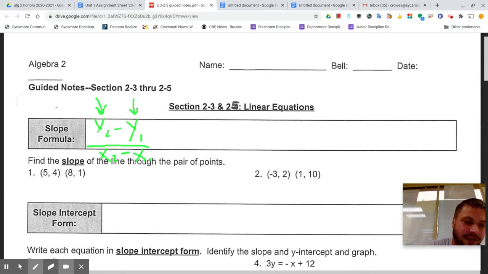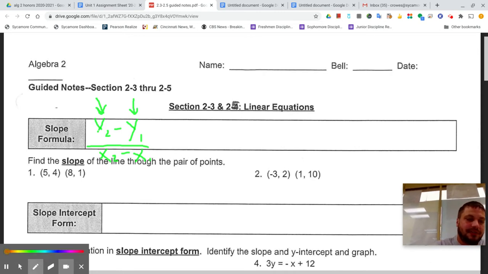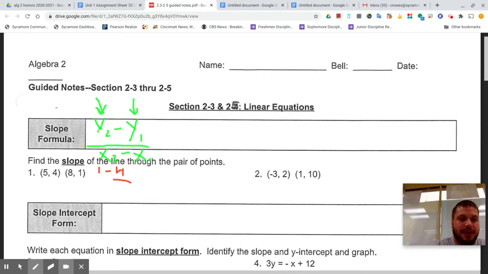Okay. So if I was finding the slope between these 2 points, I would take y2, 1, minus y1, 4, over x2, 8, minus x1, 5. So what I've got is negative 3 over 3, which is, of course, a slope of negative 1. Negative 1, that'd be down 1, right 1, down 1, right 1, down 1, right 1.